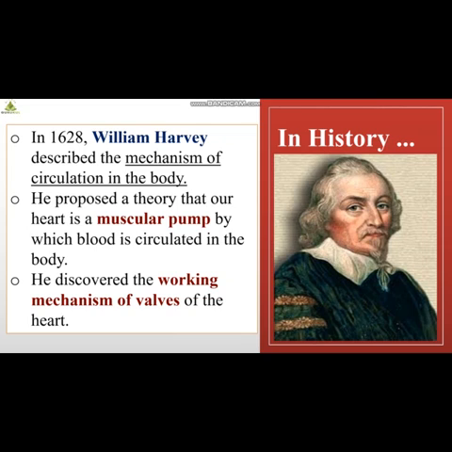Coming to history, in 1628, William Harvey described the mechanism of circulation in the body. This is the name of the renowned scientist who described this particular mechanism for all of us. He proposed a theory, and what was in the theory? The theory consists of the explanation of the heart, that the heart is a muscular pump by which blood is circulated in the body. So he proposed this in his theory. It is like a muscular pump.